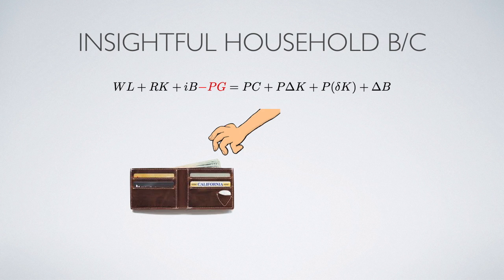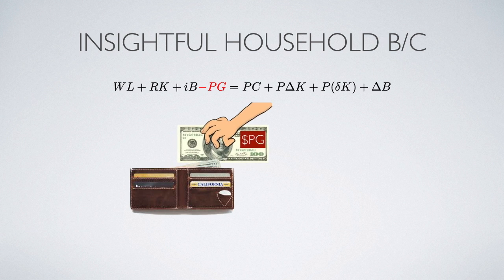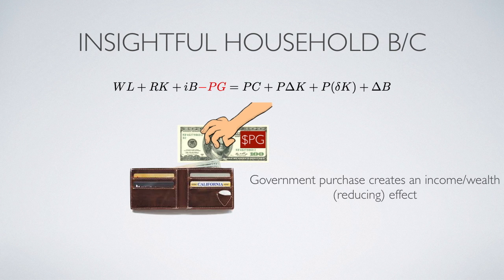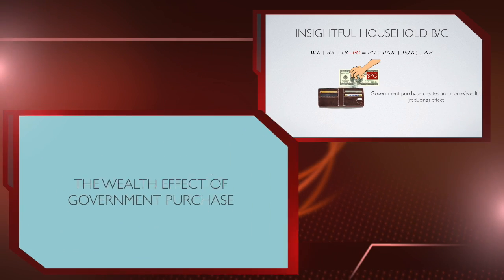In other words, the existence of government is simply like a hand that reaches into your wallet and takes away the amount of PG dollars that it needs to spend. That basically is the effect of government's purchase on your wealth. And later we are going to use this effect to analyze the impact on the entire economy.